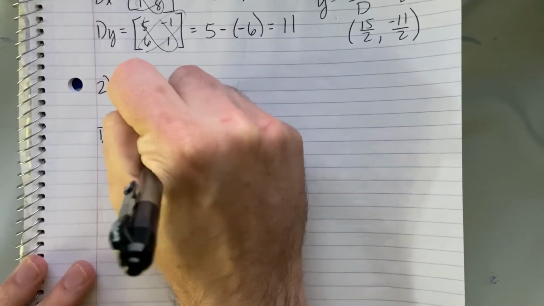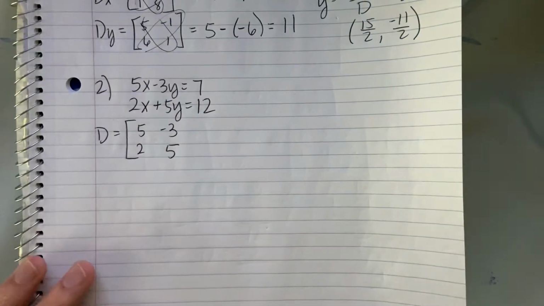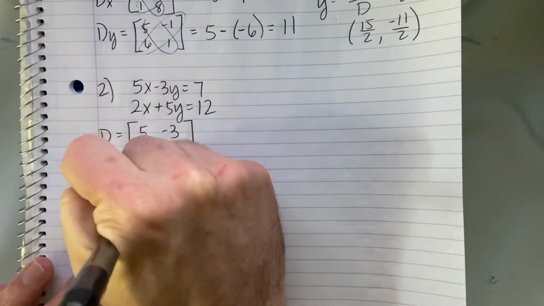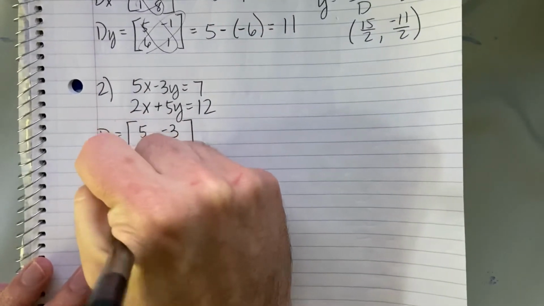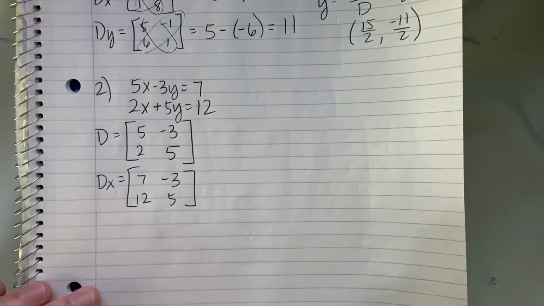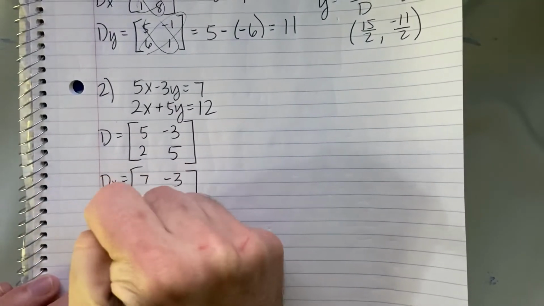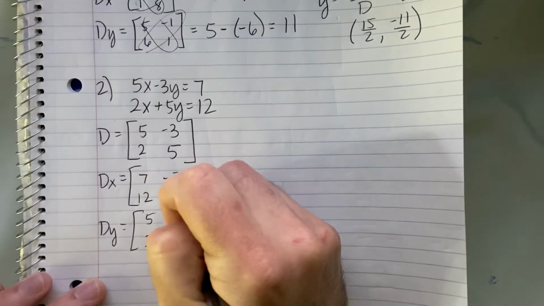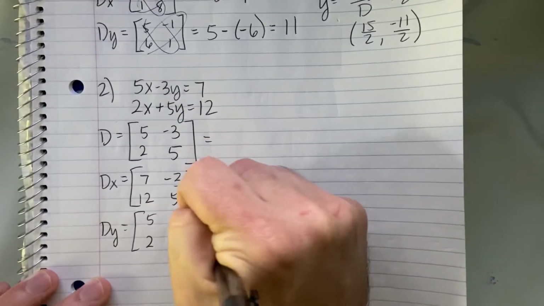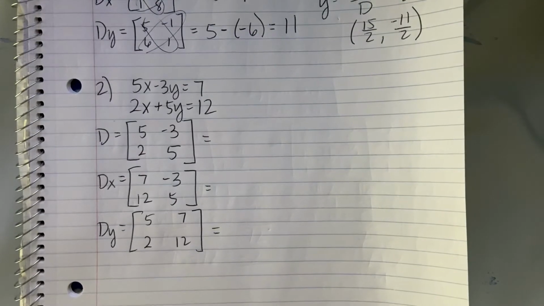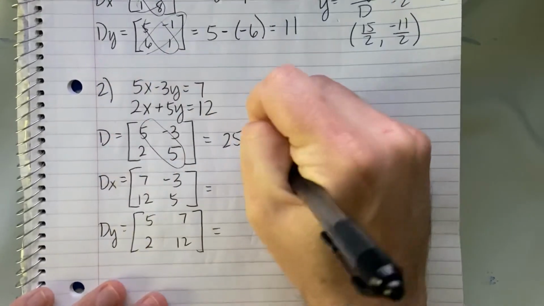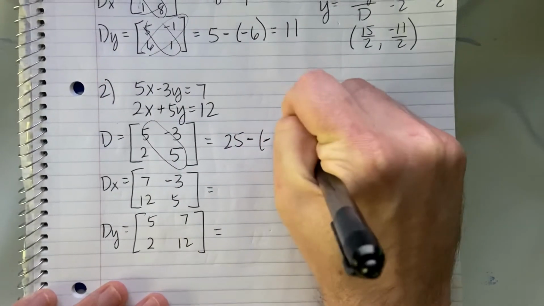5, 2, negative 3, and 5. My determinant matrix with x replaced, so I'm replacing the x numbers with the answers, so 7, 12, negative 3, 5. And do the same thing with y. So 5 and 2 for x stay the same, but I'm replacing y with 7 and 12. And now we're going to find the determinant. So 5 times 5, 25, minus negative 3 times 2, which is negative 6, so it's 31.